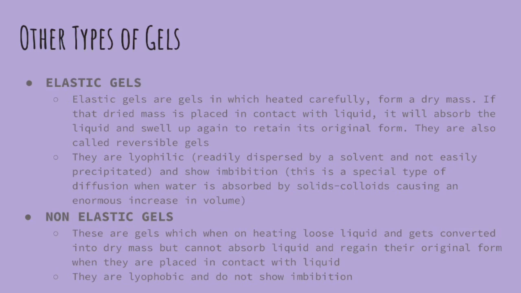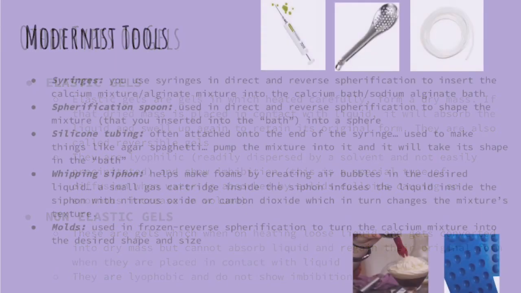Some other types of gels are elastic gels and non-elastic gels, and I'm not going to go into this too much because the definitions are on the slides. Basically, when an elastic gel is heated, it forms a dry mass, and if a liquid is put into that dry mass, it'll return to its original form. Also, elastic gels are lyophilic and show imbibition, and non-elastic gels don't show that.